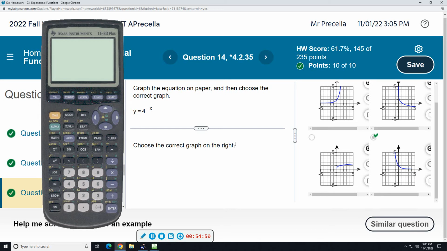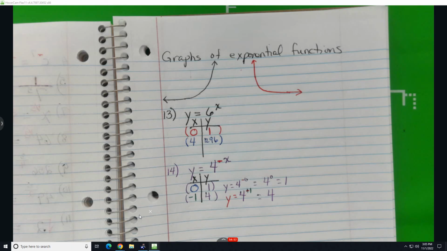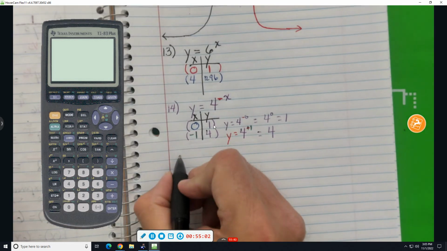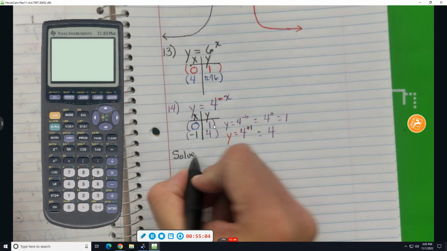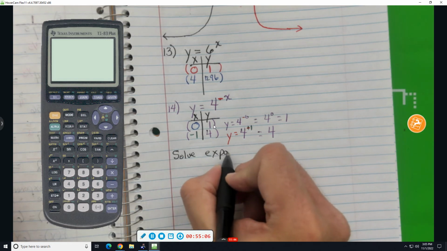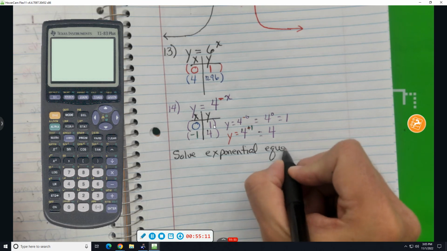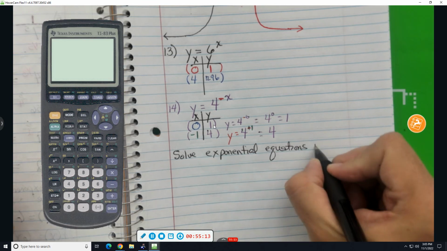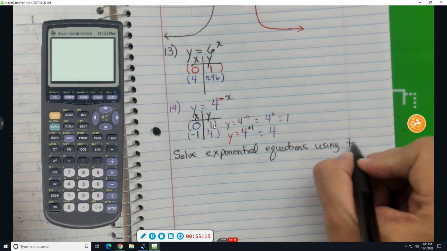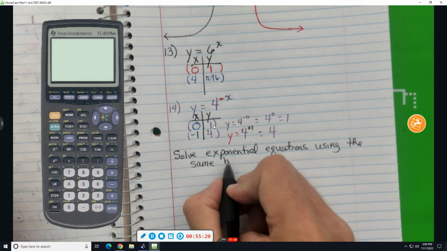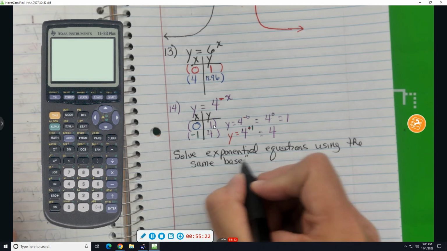Now, we're about to start solving equations. What we're about to do now is solve exponential equations using the same base technique.